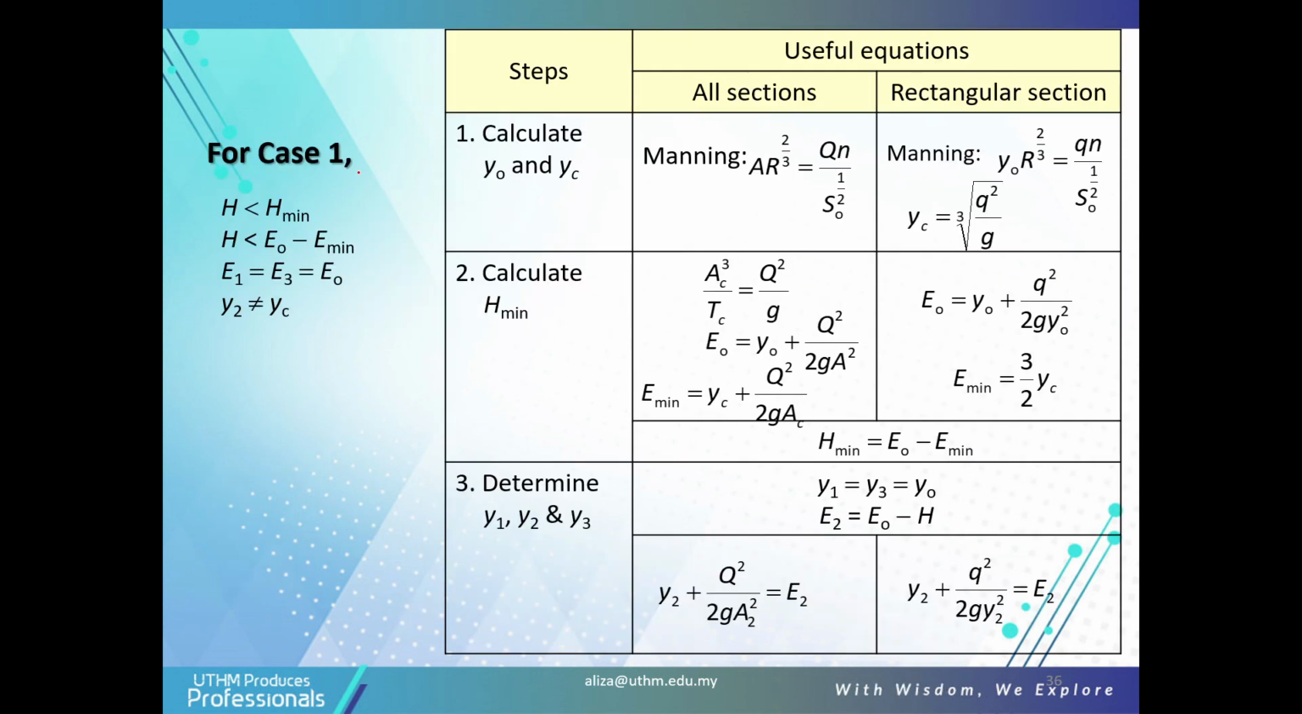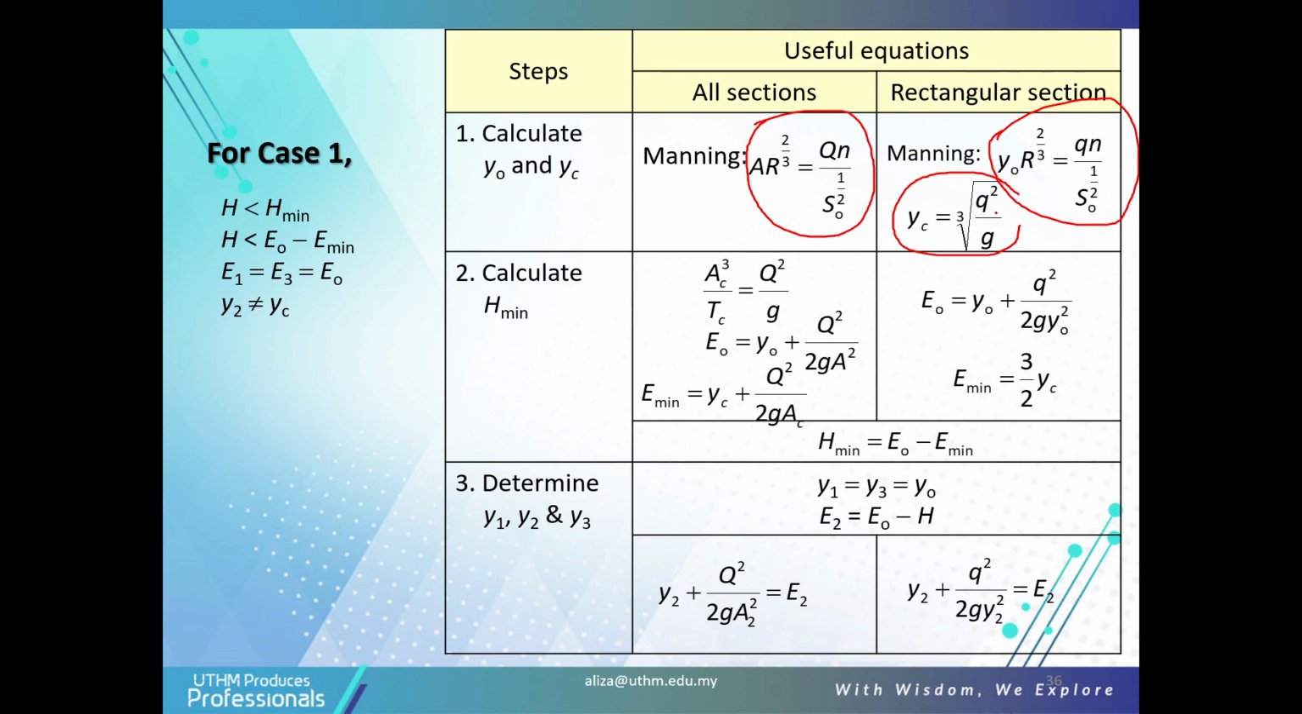Okay, so case 1, step by step, this is the calculation step by step here. Calculate y naught and yc. For all sections, you must use the Manning equation for y naught and yc. If it is a rectangular section, you must use this formula for yc and also y naught here. Okay, no need to worry, all these formulas are given. Not to worry.